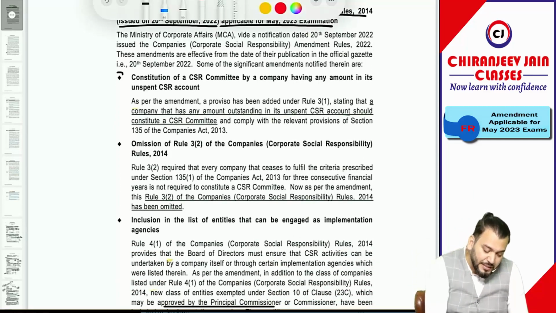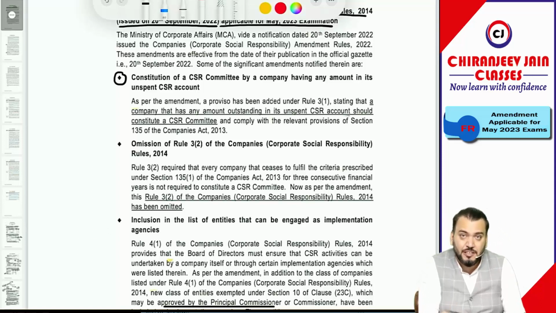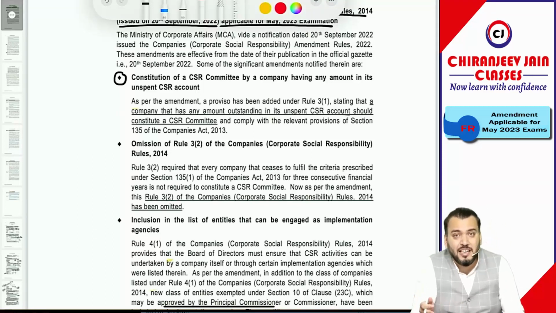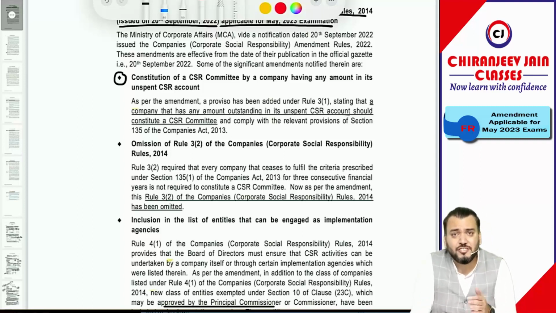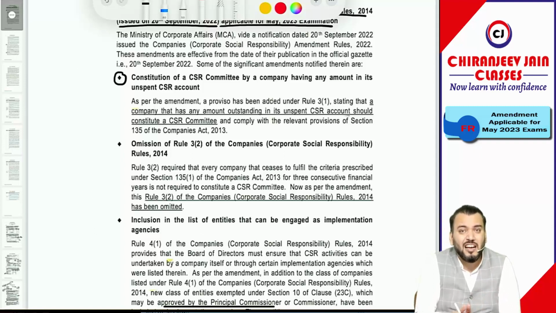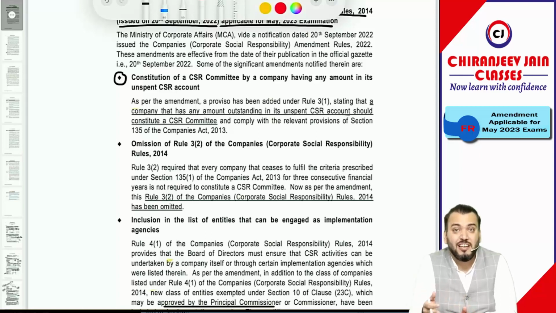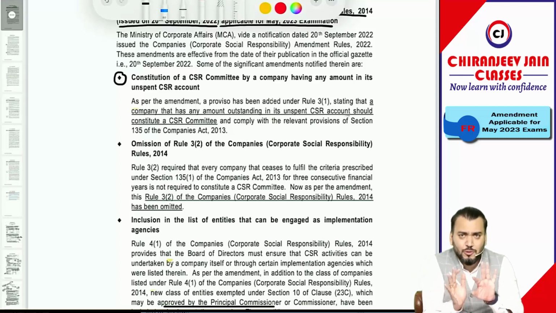The first amendment is related to the constitution of the CSR committee if the company has an outstanding amount in the unspent CSR account. So what is the unspent CSR account? We all know that if the amount of CSR expenditure is less than the specified limit given under section 135 of the Companies Act, then of course there is a shortfall. As per the rules, that shortfall needs to be deposited in a scheduled bank in a special account known as the unspent CSR account, if the company has some ongoing project related to CSR activities. I hope you remember this point.